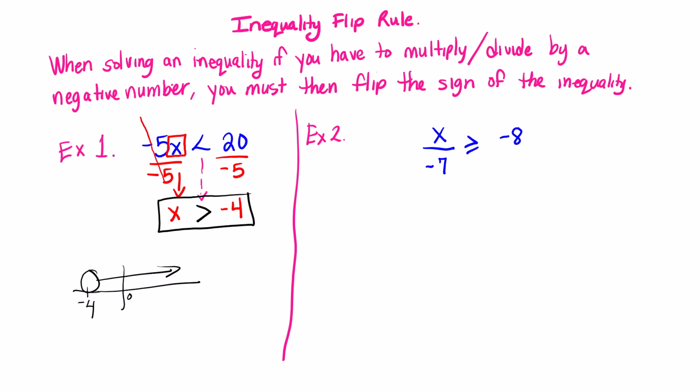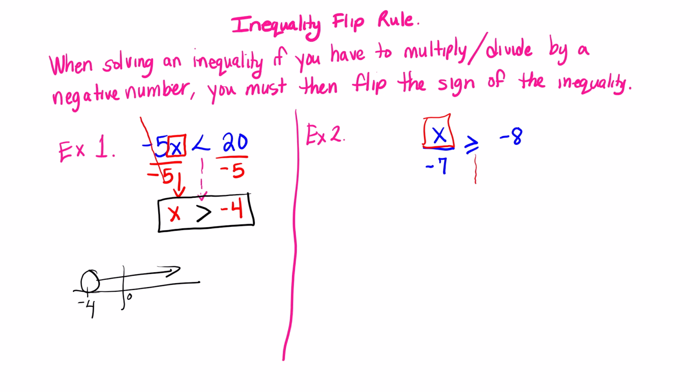Okay, let's take a look at another example. Suppose you have x divided by negative 7 is greater than or equal to negative 8. You want to solve this inequality. You want to solve for x, which means you have to get x by itself. You're going to isolate x, put a box around x, which means you need to get rid of what number? Well, you need to get rid of the negative 7.